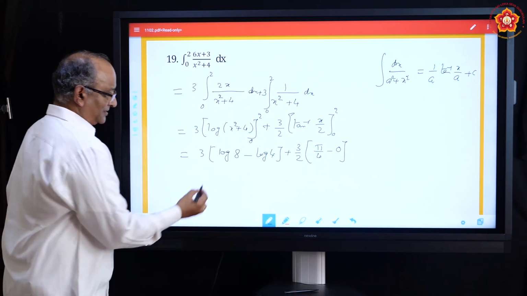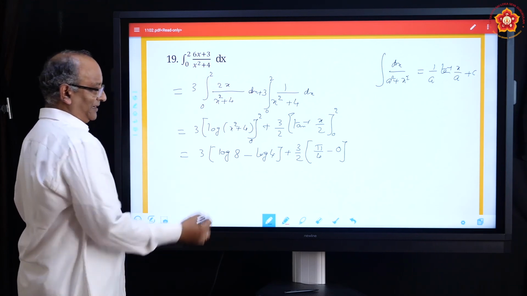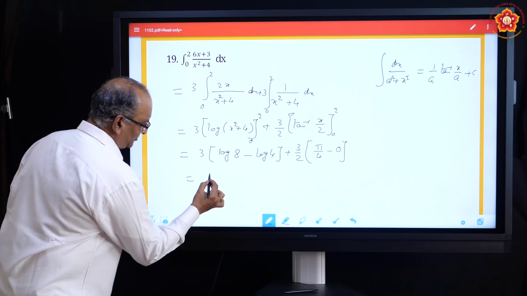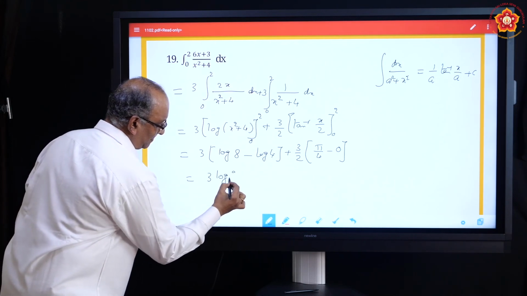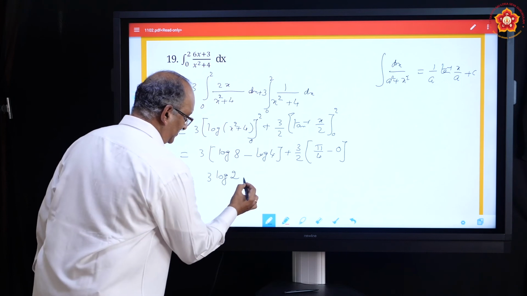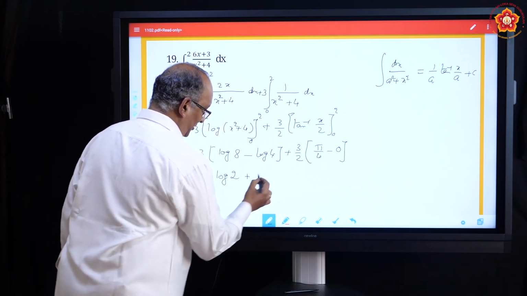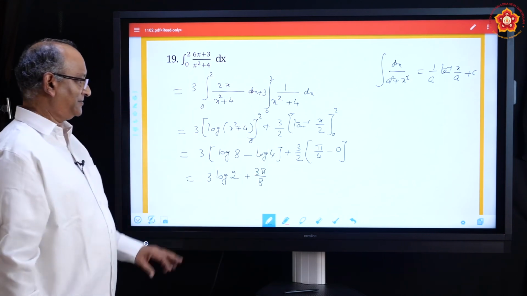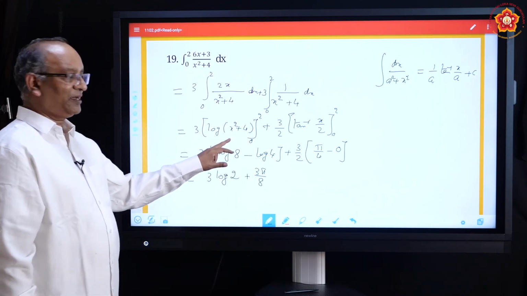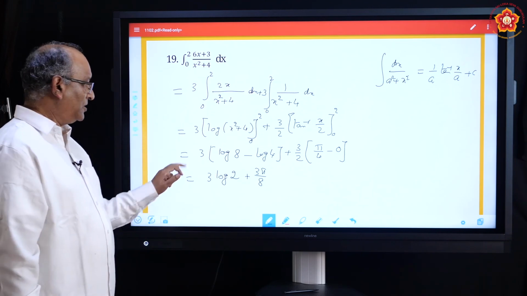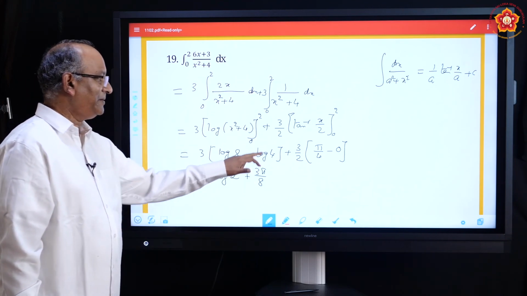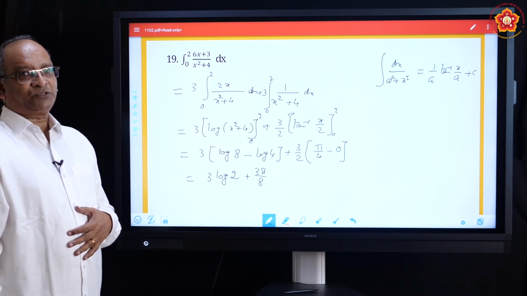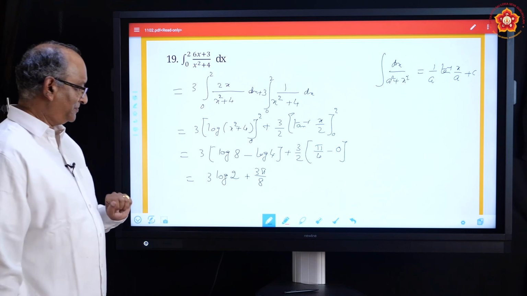Open. This is log 8 minus log 4, which can be written as log 8 by 4. 8 by 4 is nothing but 2. So it is 3 log 2 plus, multiply these two, 3 pi by 8. This is the answer. Log 8 minus log 4 will become log 8 by 4, which is log 2. So 3 log 2 plus 3 pi by 8. This is the answer. So the problems are that simple.